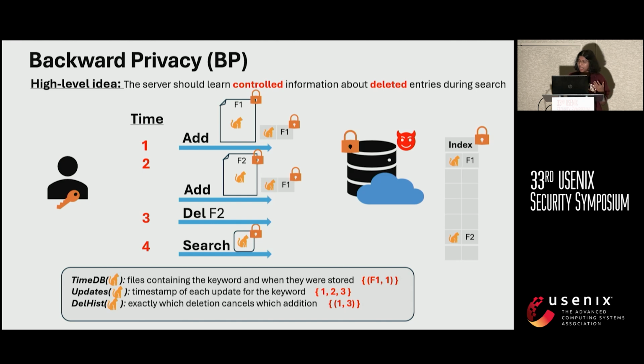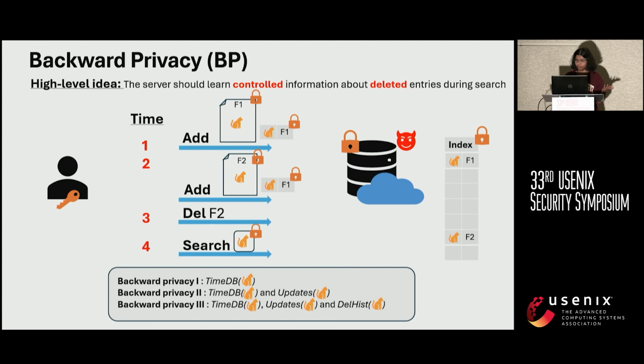The high-level idea behind backward privacy is that the server should learn only controlled information about the deleted entries during search. I'll skip the details due to time constraints.